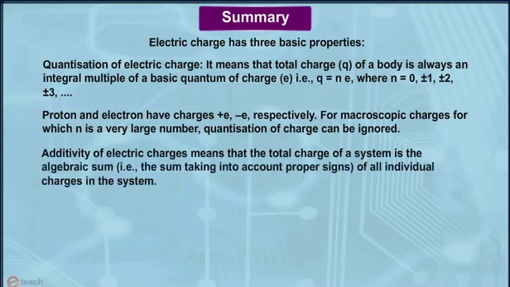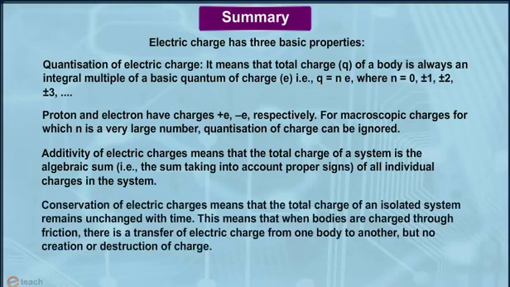Additivity of electric charges means that the total charge of a system is the algebraic sum, that is, the sum taking into account proper signs of all individual charges in this system. Conservation of electric charge means that the total charge of an isolated system remains unchanged with time. This means that when bodies are charged through friction, there is a transfer of electric charge from one body to another, but no creation or destruction of charge.